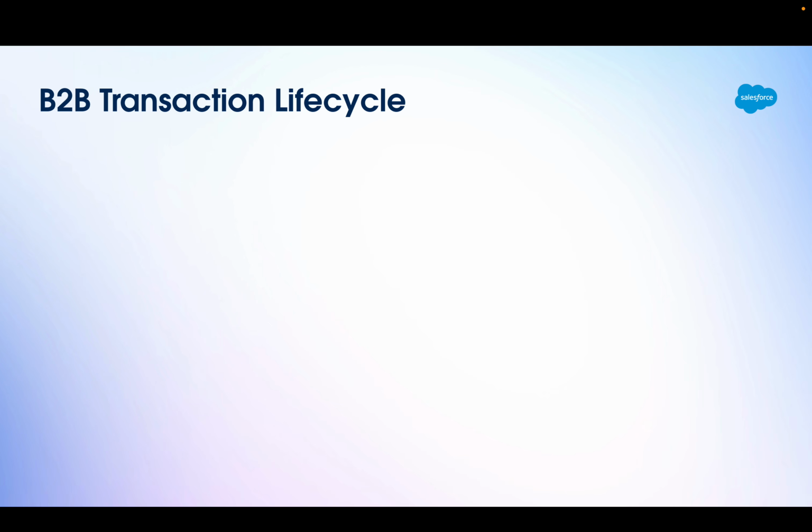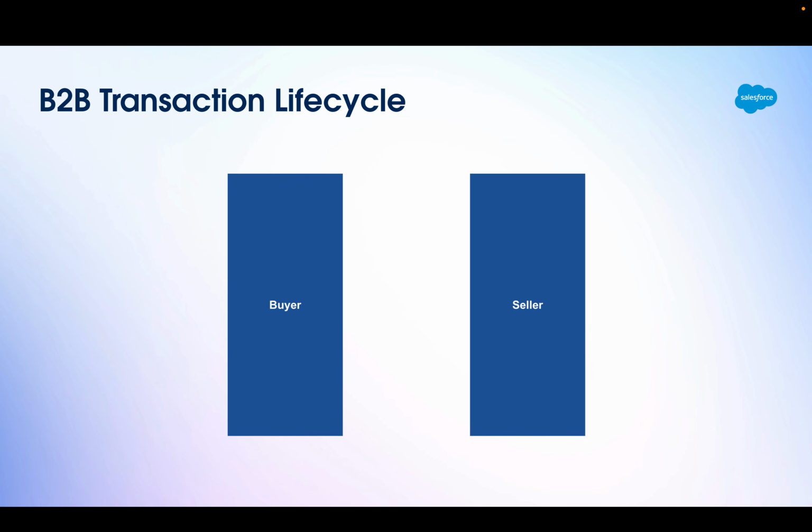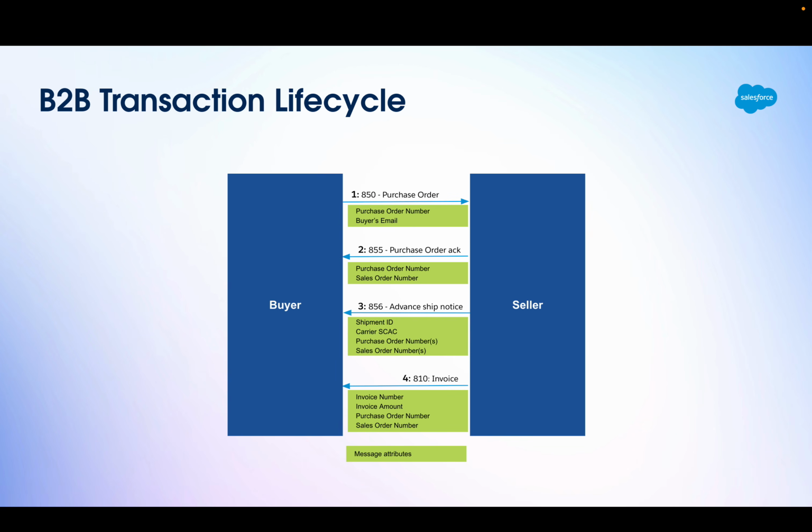In a typical procure-to-pay or order-to-cash workflow, a series of transactions like orders, order acknowledgements, shipment notice, invoices, and more are exchanged between the buyer and seller through a B2B integration platform like Anypoint Partner Manager. Each one of these transactions contains specific attributes such as a PO number, sales order number, shipment ID, carrier tracking number, invoice number, and more.